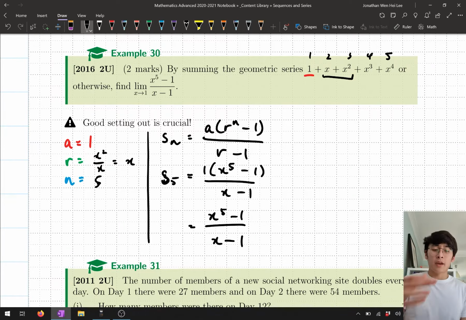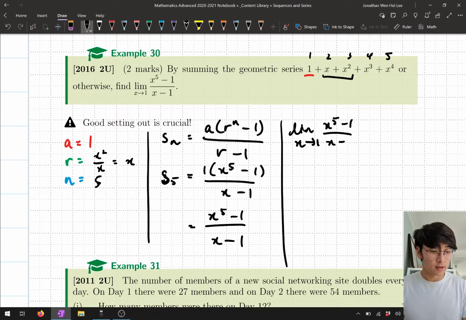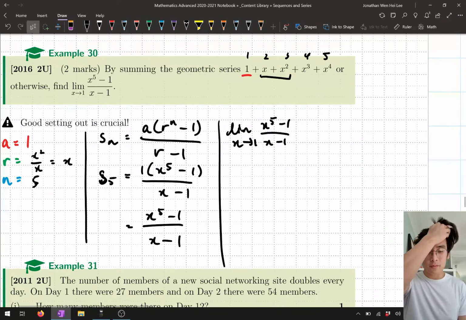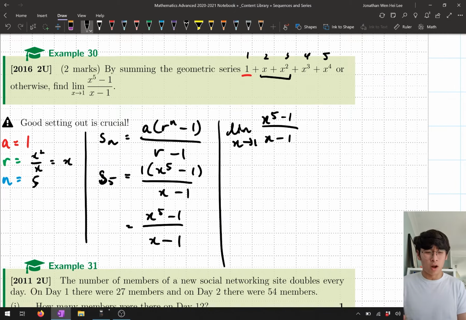Okay, cool. Now we've done that summing of a geometric series. Let's have a look at the next part of this question. Find the limit as x goes to 1 of x to the power 5 minus 1 over x minus 1. Now, when we did limits, what we usually did was substitute the x value into our limit. And what you're going to notice here is if I sub in x equal to 1, the numerator becomes 0 and the denominator becomes 0.